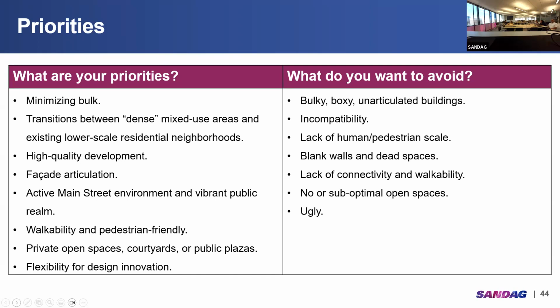And then, at the opposite side of that, really consider what you are looking to avoid. Again, it's often bulky, boxy, unarticulated, incompatible, blank walls, dead spaces. So these are things to emphasize how to avoid, how to treat these places and spaces so that you are getting high quality. And then finally, ugly, that keeps coming up again and again, but that's very subjective, right? So it can take some pressing to figure out, well, what are you looking for? Next slide.